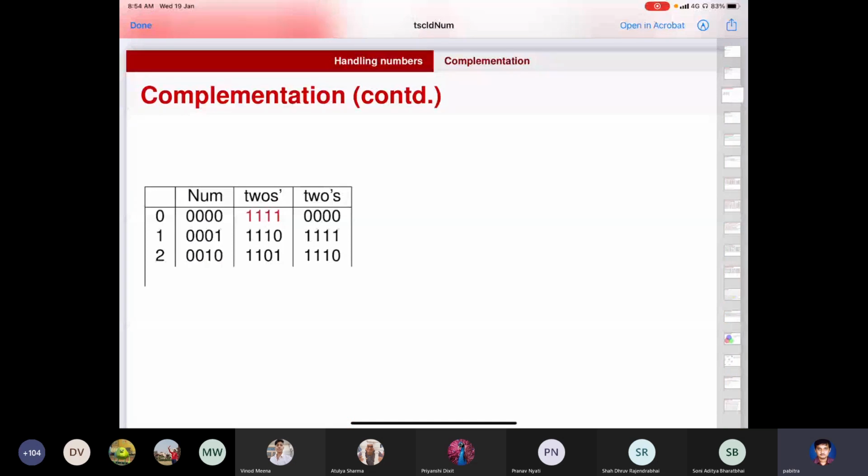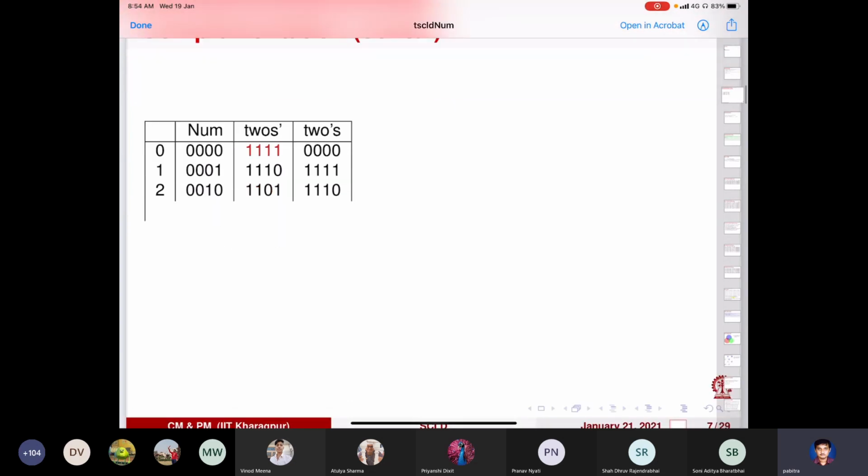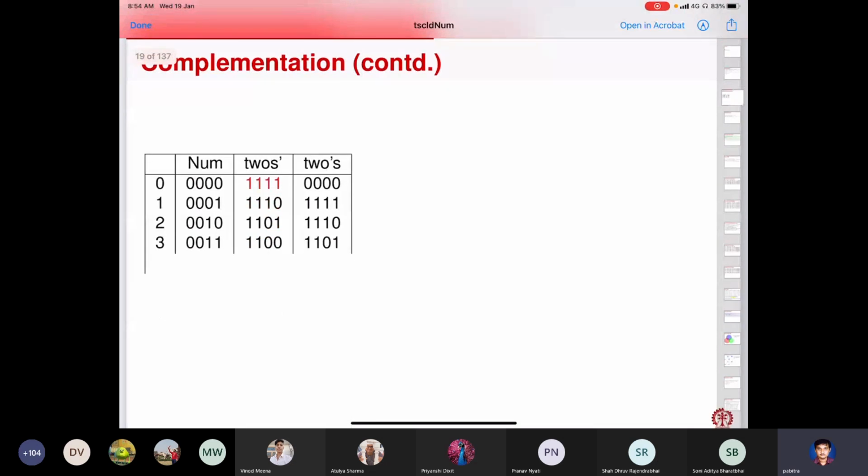Okay, so this is some representation. The first column is the binary number, the second column is the diminished radix complement, and the third column is the radix complement. I think these are some examples. You can check how we have got it. The ones complement we have got by flipping the bits, just a minute.